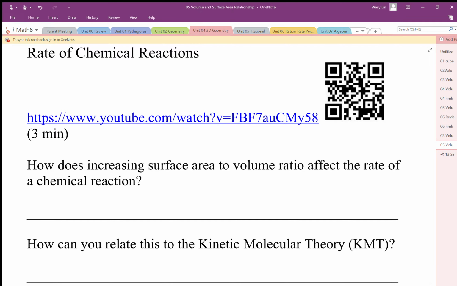So when we talk about surface area to volume ratio, chemical reactions are affected by the surface area to volume ratio. And when we increase the surface area to volume ratio, the rate of the chemical reaction changes. So how does it affect the rate? Okay, so it's going to speed up with the greater surface area to volume ratio. So if you have more surface for each little bit of volume, it will increase the rate of reaction.